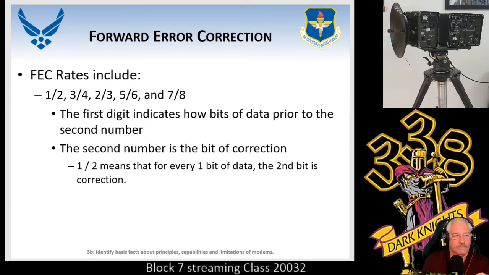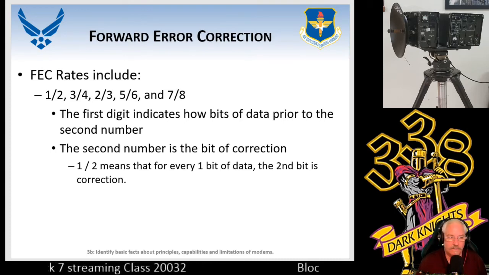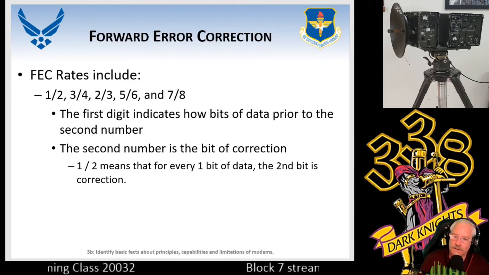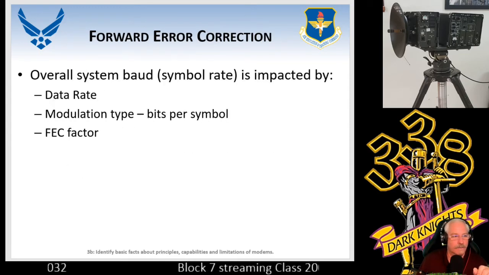All right, so we left off with the half. Again, I said that it's going to send 2 bits of information. The first bit is going to be the intelligence. The other bit is going to be the error correction. When you look at 3/4, it's going to send 4 bits of information. 3 of it's going to be the intelligence. The 4th bit is going to be the correction. All right? And so forth and so on.